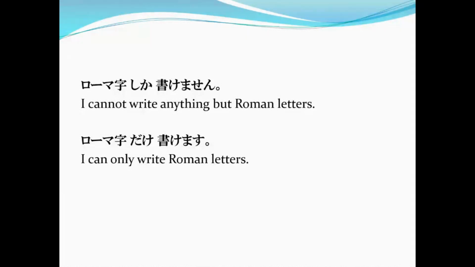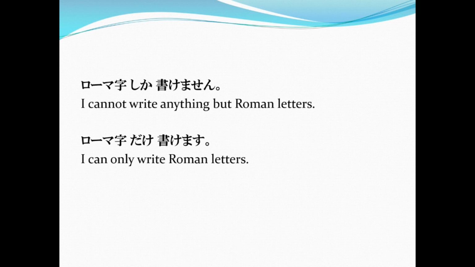Note that when we use shika, we use the negative form of the verb, which is kakemasen. It's because the speaker is saying that he or she cannot write anything but the Roman letters. While with dake, we use kakemasu because it has a more positive tone, saying that I can only write Roman letters, but maybe the speaker is open to writing other letters as well.